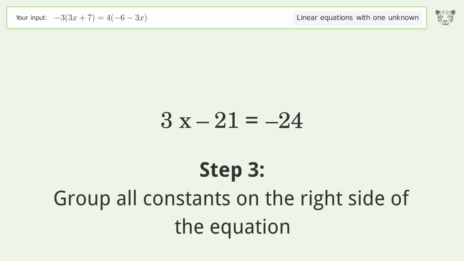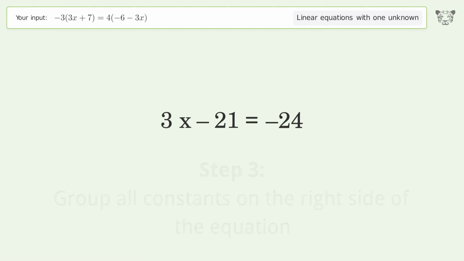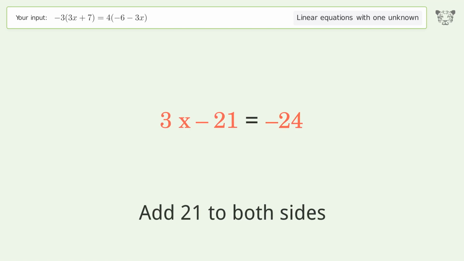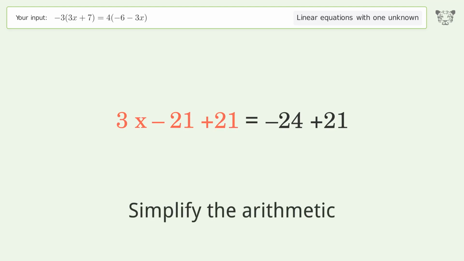Group all constants on the right side of the equation. Add 21 to both sides. Simplify the arithmetic.